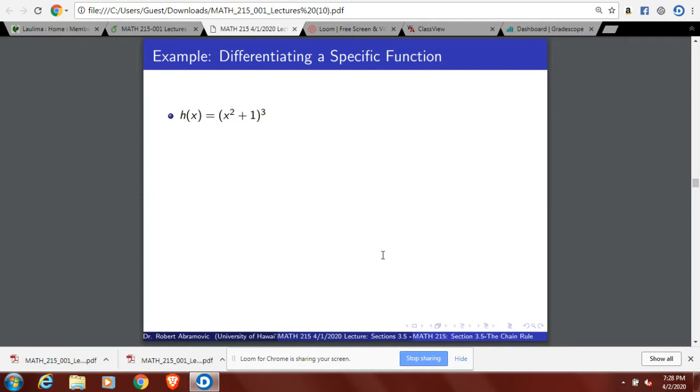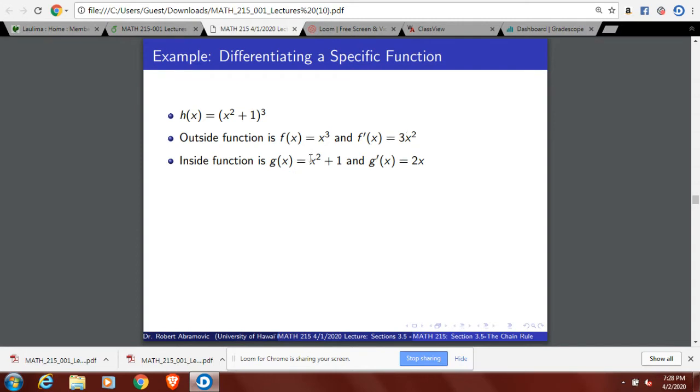Here's an example, x squared plus 1 to the third power. Outside function is x cubed, and its derivative is 3x squared, just from the power rule. 3 comes down, replace the exponent with 3 minus 1, which is 2. The inside function is x squared plus 1. Its derivative is 2x. 2 comes down. X to the 1 power is just x. So we're just left with 2x.